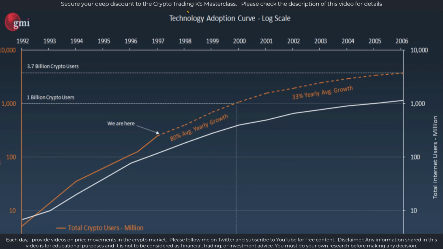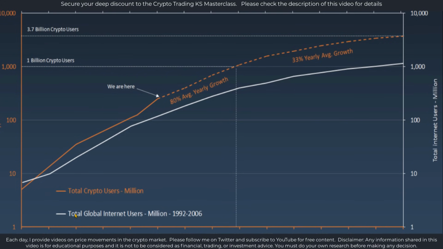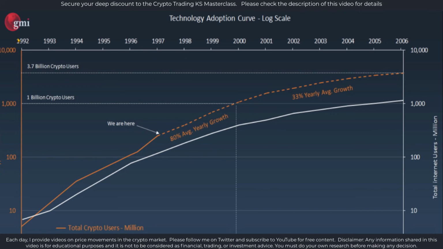Heading back to the technological adoption curve, when we're looking at the uptake of internet users from 1992 to 2006, we had an explosive growth rate. I was actually involved in setting up an internet service provider in 1993, right at the dark days of the internet, when the telecommunications companies wanted to kill the internet and the government wanted to kill the internet as well.